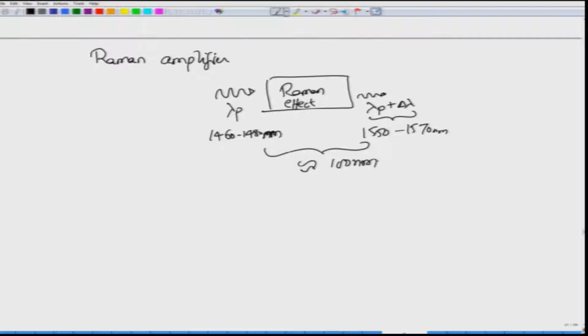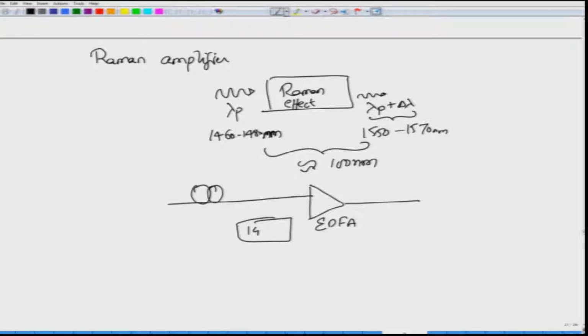So, you have a shorter pump wavelength, and that would result in a Stokes wave at a longer wavelength. How is this actually useful for us? Well, before you put in a span, you actually have an erbium doped fiber amplifier, correct. Now, just before this erbium doped fiber amplifier you can take in this 1460 nanometer pump, and then connect this pump onto the fiber.